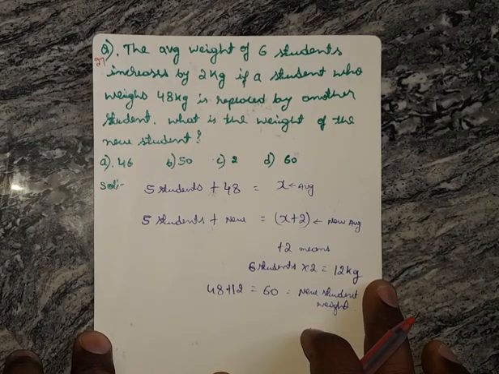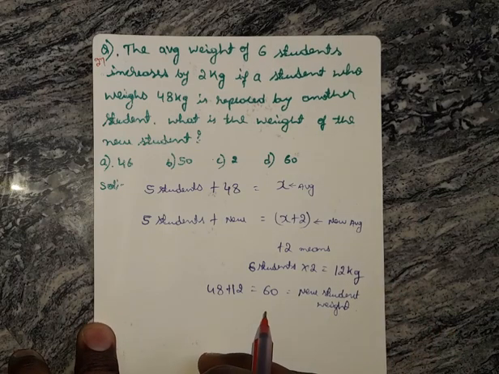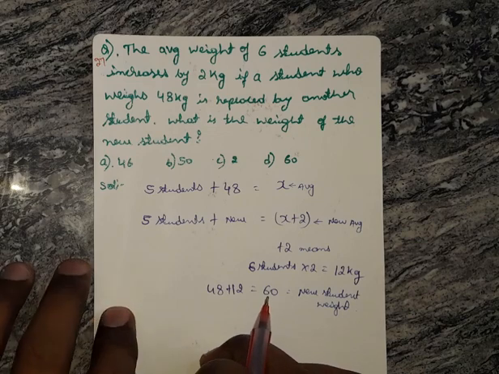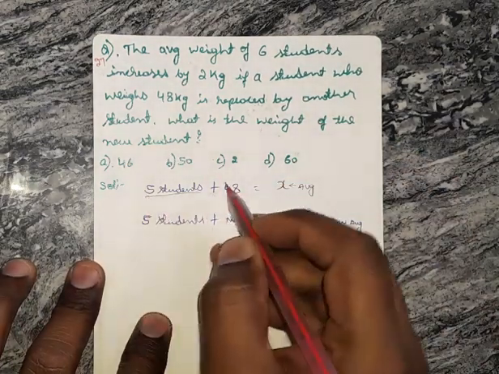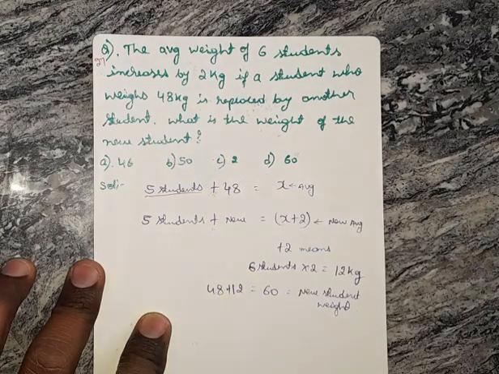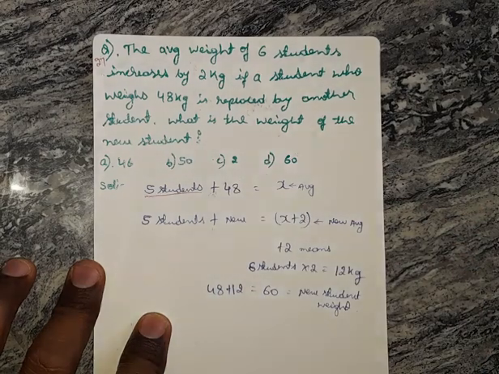Question number 27. The average weight of 6 students increases by 2 kg if a student who weighs 48 kg is replaced by another student. What is the weight of the new student? There are 6 students, that is 5 students plus the 48 kg student.